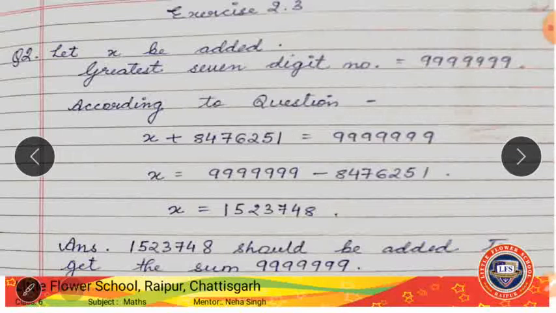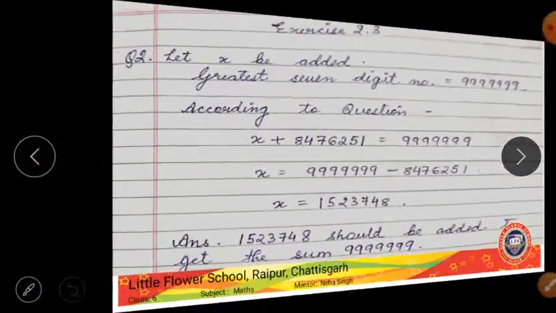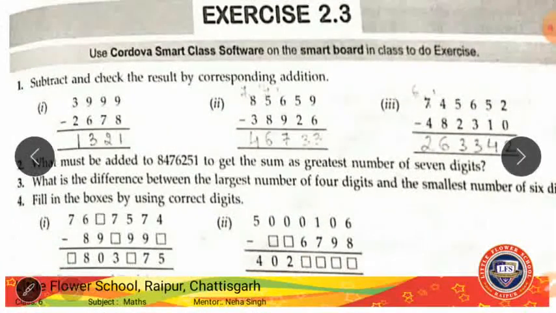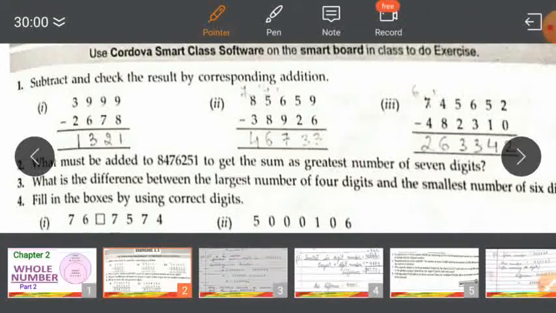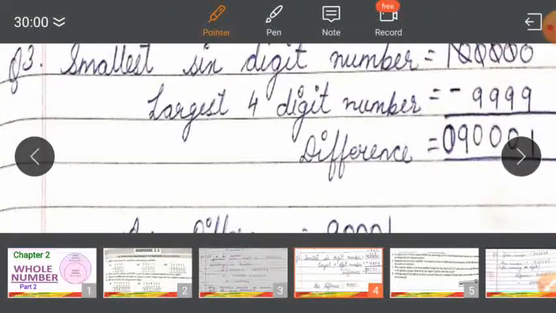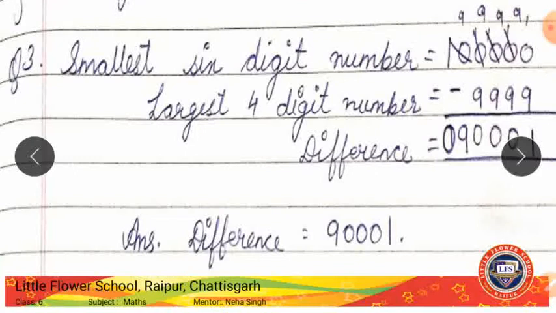You will note down the question properly. After this, we shall move on to the next question. The next question is, what is the difference between the largest number of 4 digits and the smallest number of 6 digits? We should know what to do when we have to find the smallest number and what to do when we have to find the largest number. Whenever we have to find the largest number, we use 9. If it is a 6-digit number, we'll write 6 times 9. If it is a 4-digit number, we'll write 4 times 9.